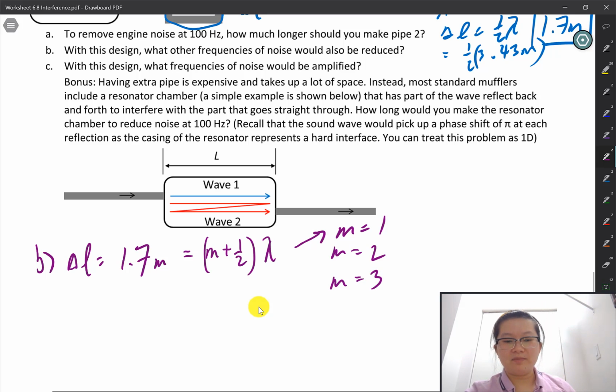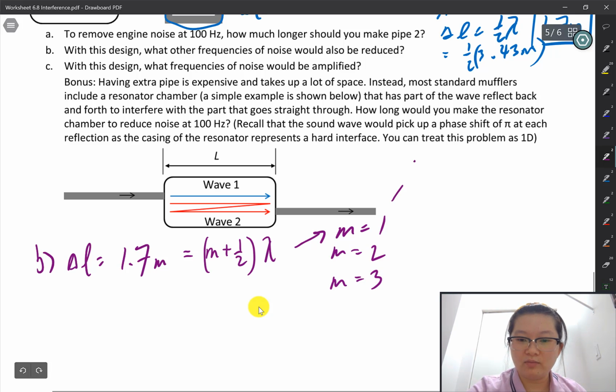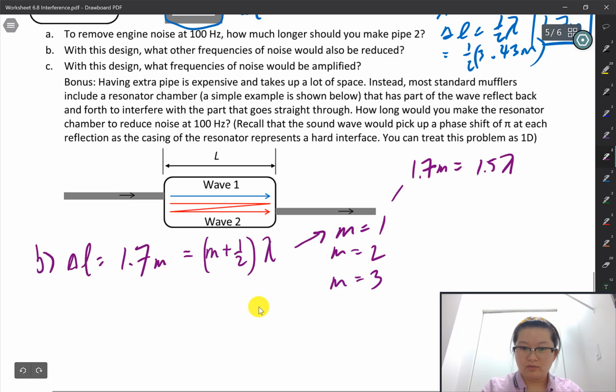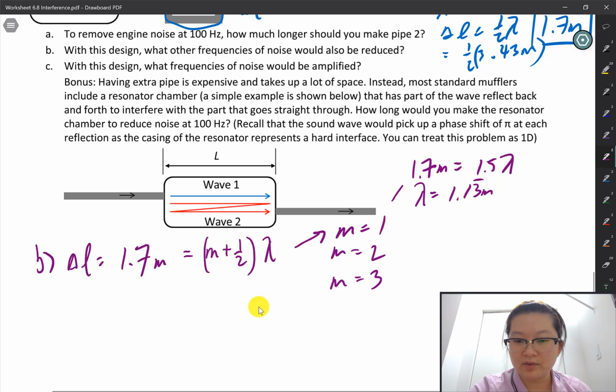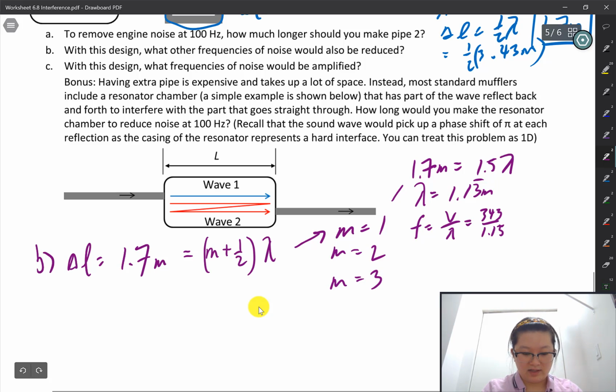So let's do it for m is equal to 1. We get 1.7 meters is equal to 1.5 lambda. So we take 1.7 and divide it by 1.5. We get lambda equals 1.1333 repeated, and we're going to convert that to a frequency. Frequency is equal to the speed of sound divided by lambda, which is 343 over 1.13 repeated. That's just what we did above, but exactly the opposite.